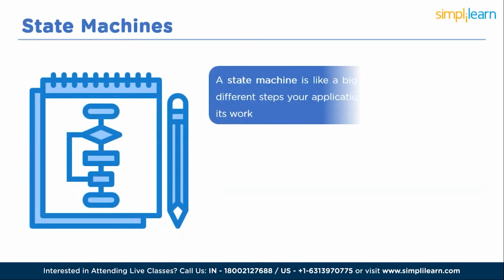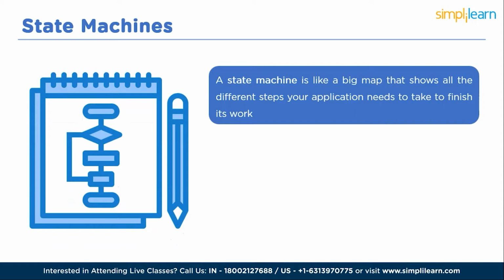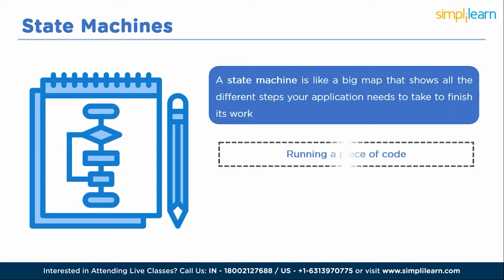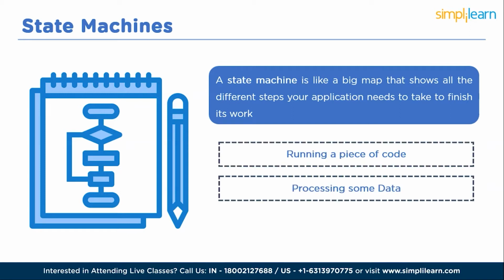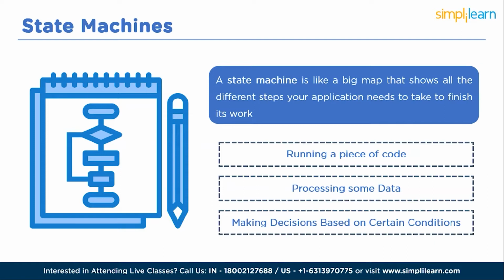So a state machine is like a big map that shows all the different steps your application needs to take to finish its work. Each step in the state machine is a specific task that your application needs to do. It could be running a piece of code, processing some data, or even making decisions based on certain conditions. And now we'll see the components of AWS Step Functions.